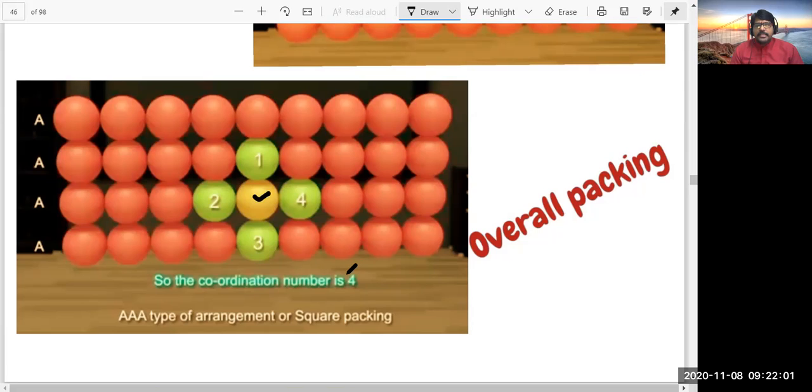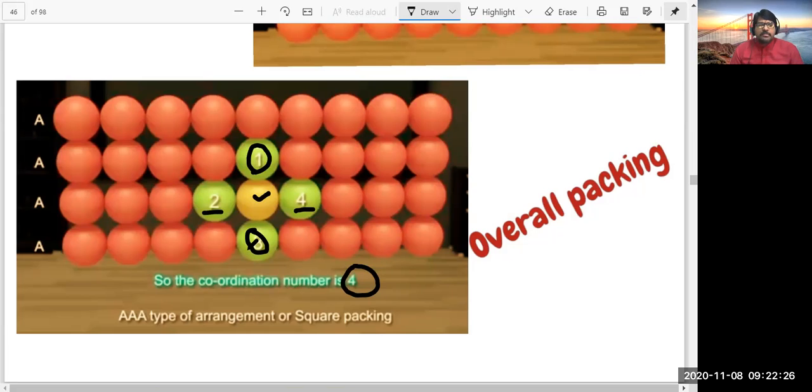Hence, the coordination number is 4. But particularly if you observe, every particle is directly in contact with two other particles of the same layer, one particle of the previous layer, one particle of the next layer. This understanding is important. Anything can be asked in competitive examination.